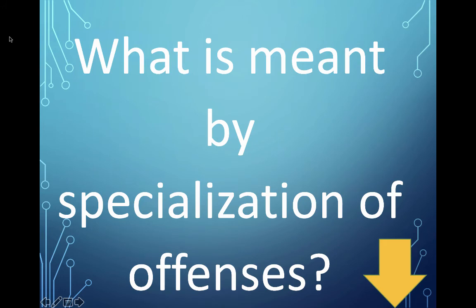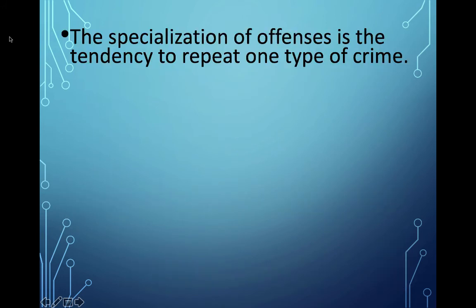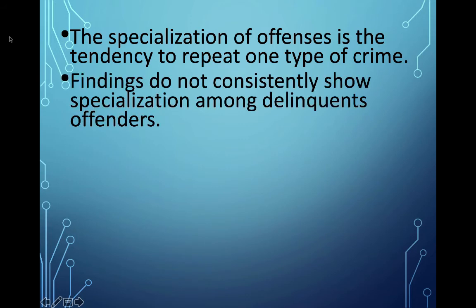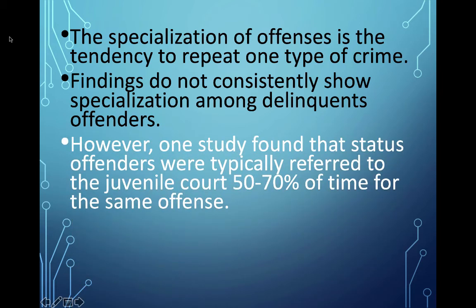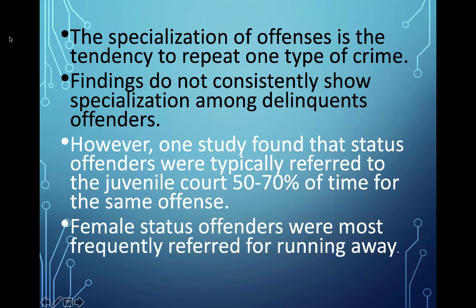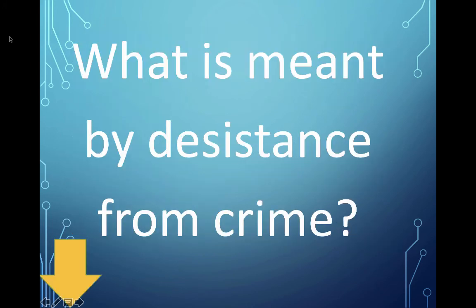What is meant by specialization of offenses? The specialization of offenses is the tendency to repeat one type of crime. Findings do not consistently show specialization among delinquent offenders. However, one study found that status offenders were typically referred to the juvenile court 50 to 70% of the time for the same offense. Female status offenders were most frequently referred for running away.